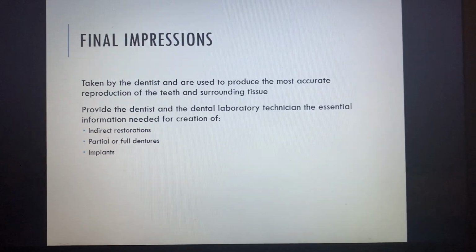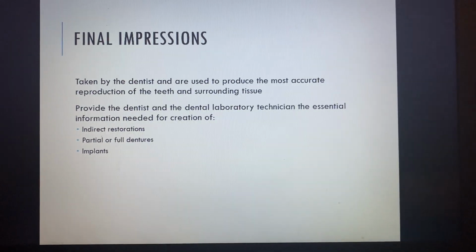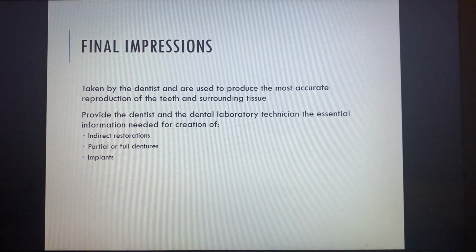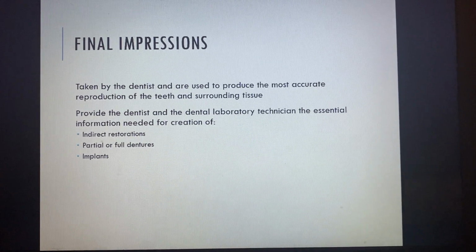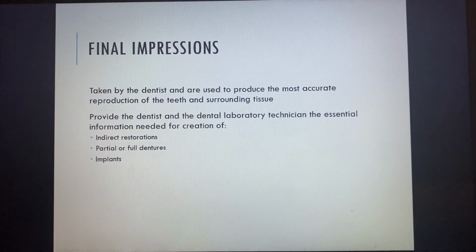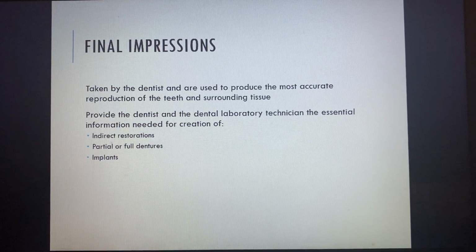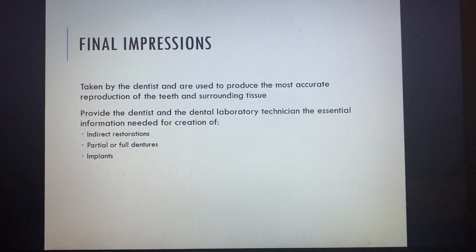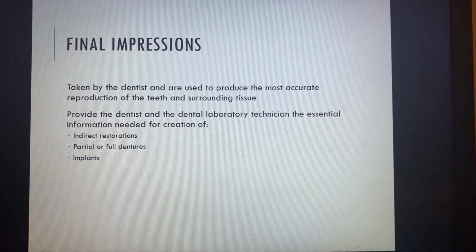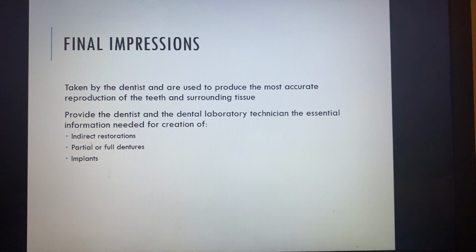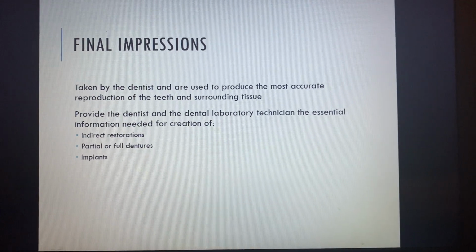All right. And then also you need to write this down. The final impression is going to produce the most accurate reproduction of the teeth and surrounding structures. Okay, that is why it's considered a final impression. You want to get the most accurate impression. It is also why we use heavy body and light body. That's elastomeric material. That material is going to give you the most accurate impression.